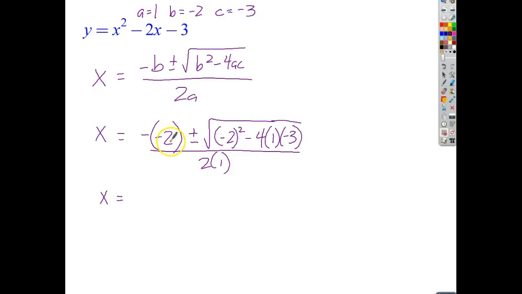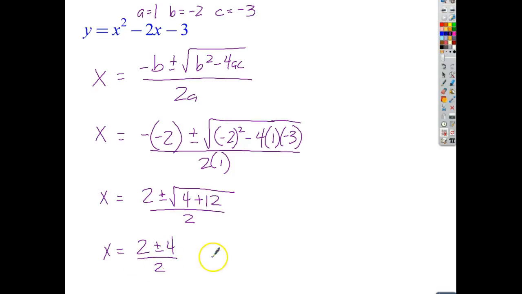Now I'm going to do a whole bunch of evaluating right here. The negative of -2 is +2, and that's going to be plus or minus the square root of 2 squared, which is 4, minus 4 times 1 times -3, so that's actually plus 12, all over 2. So I'm going to get x is equal to 2 plus or minus, well, 4 plus 12 is 16, and the square root of 16 is 4, all over 2.